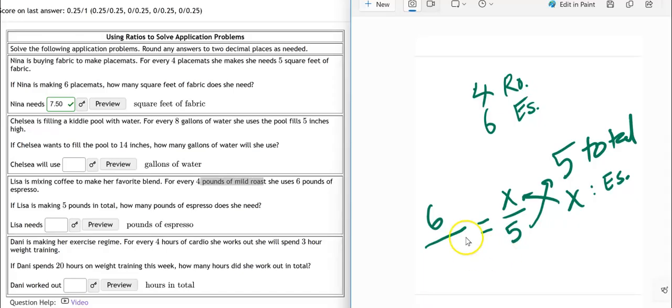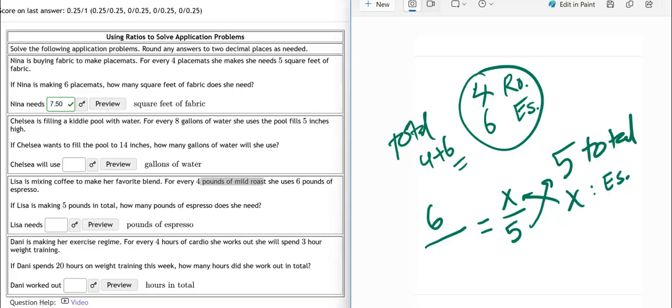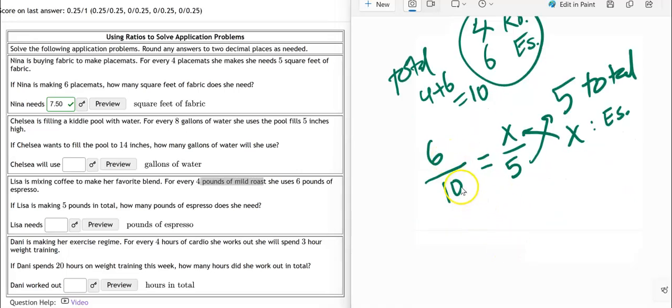What do you need to put? You put the total. In this case, the total is 4 plus 6, which is 10. So you put the 10 here. That's where you need to be careful. 10 is the total, 5 is the total. X is espresso, 6 is espresso. So this is what the proportion is supposed to be.